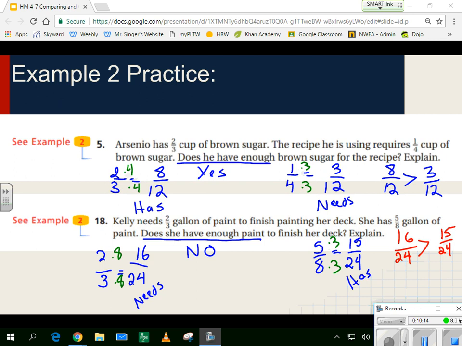All right, so Arsenio does have enough brown sugar for the recipe. He has 8/12. I made like fractions with common denominators. So we have 8/12, and 3/12 is what his recipe calls for. 8 is greater than 3, so yes, he has enough. Now Kelly, on the other hand, doesn't have enough, because I multiplied 8 and 3, the denominators, to get like denominators of 24. When I made sure everything was equivalent, Kelly needs 16/24, but only has 15/24. Because of the difference, we can see that Kelly does not have enough.